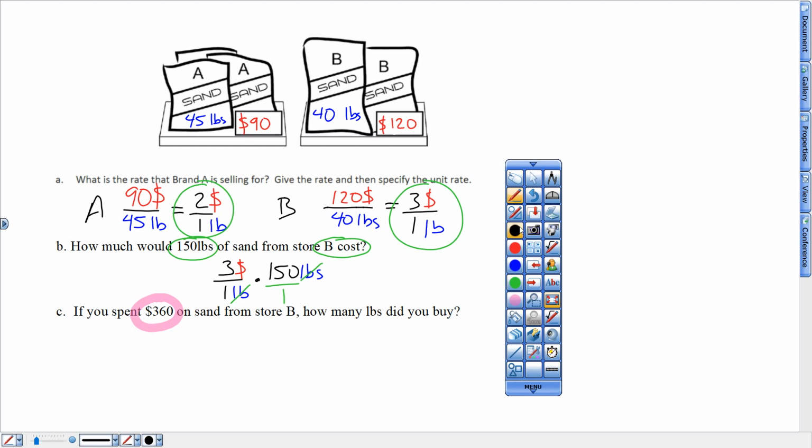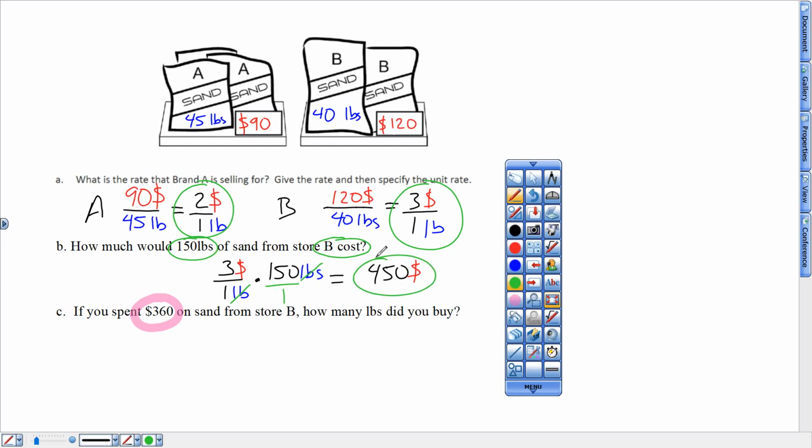So if I times 3 times 150, it will give me 450, but don't just write the plain 450. That's $450. And notice I could put that over 1 if I wanted, but no one does that. And notice there's no pound units anymore. Those canceled away forever.